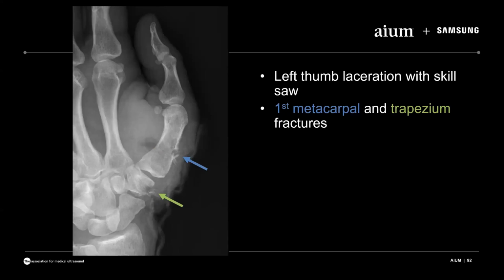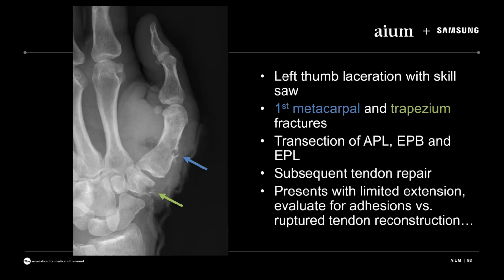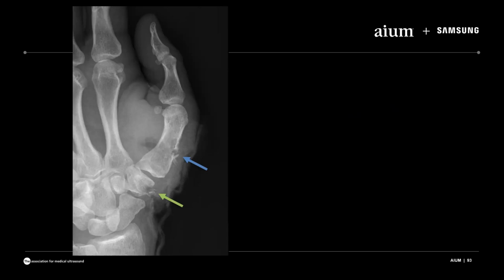So if you recall, the APL will insert here at the base of the first metacarpal, the EPB inserts at the base of the proximal phalanx, and then the EPL inserts at the distal phalanx. So unfortunately, the patient actually transected all three with this injury. They did go on to tendon repair, but then represented to the surgeon with limited extension of the thumb. So there was a question of, is this just due to adhesions and scarring, or has this reconstructed tendon ruptured? So they were sent to ultrasound.